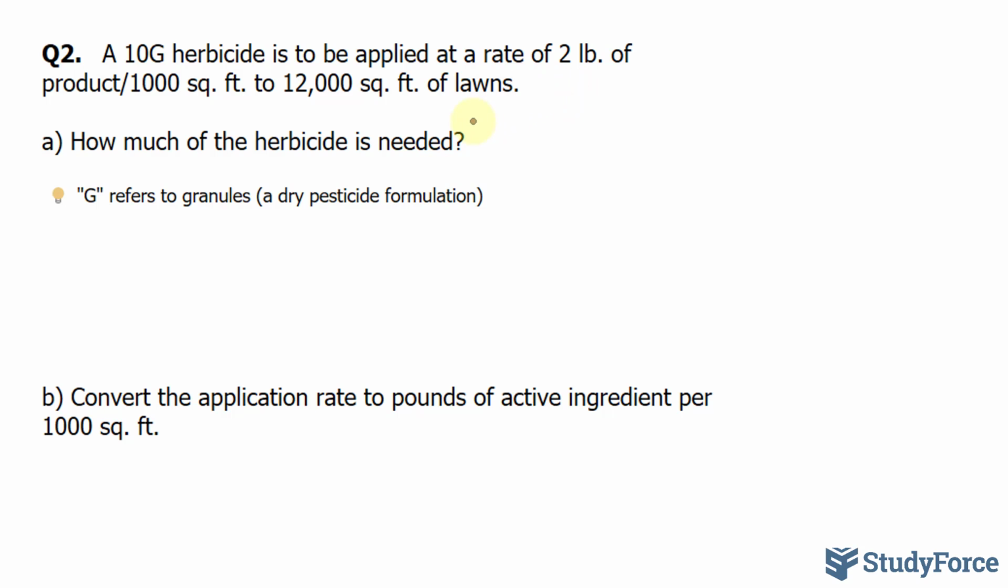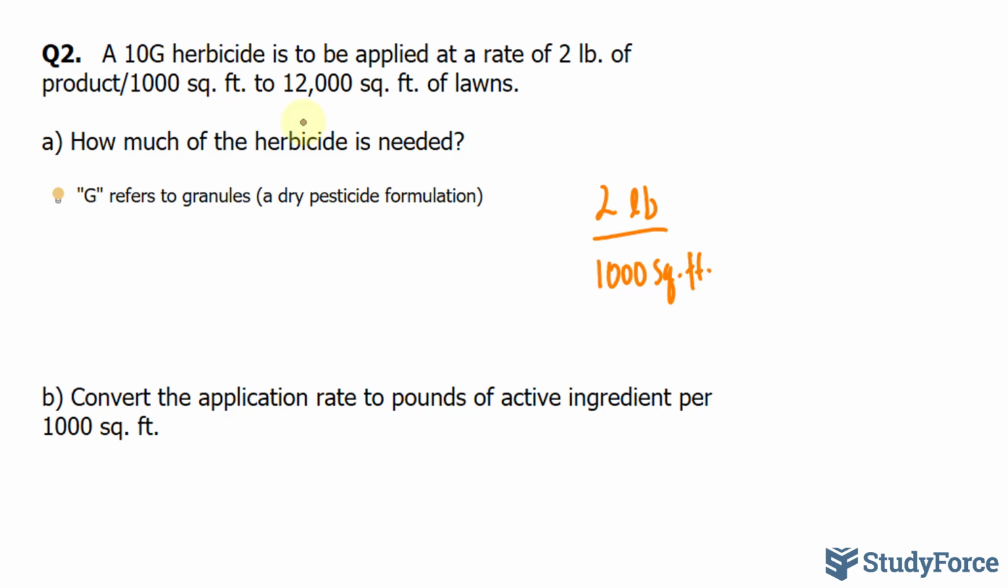Furthermore, we're told that we must apply this herbicide at a rate of 2 pounds of product. Notice that they said product, not active ingredient. So 2 pounds of product for every 1,000 square foot of land. That's the recommended amount. And we are applying it to 12,000 square feet. There are a number of ways you can do this.